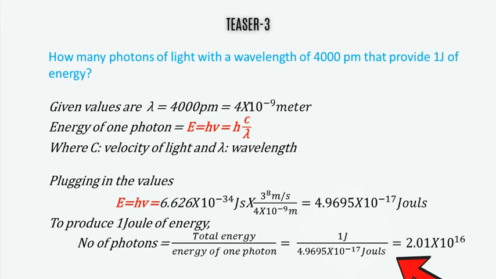To produce 1 joule of energy, number of photons required equals total energy divided by energy of 1 photon, which is equal to 1 joule divided by 4.9695 × 10^-17 joules, which is equal to 2.01 × 10^16.